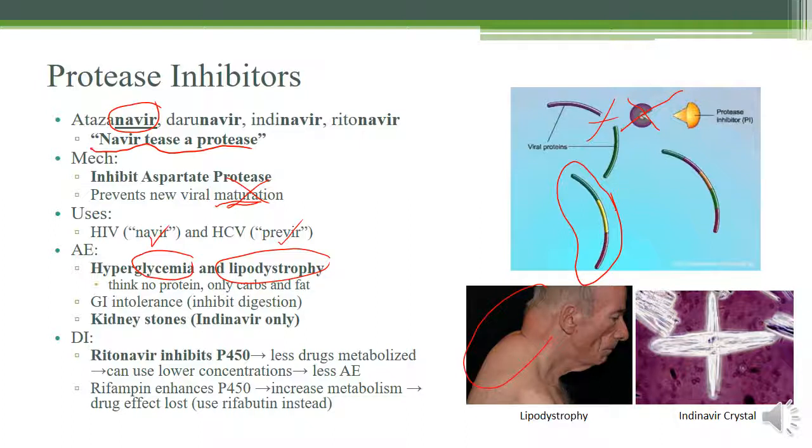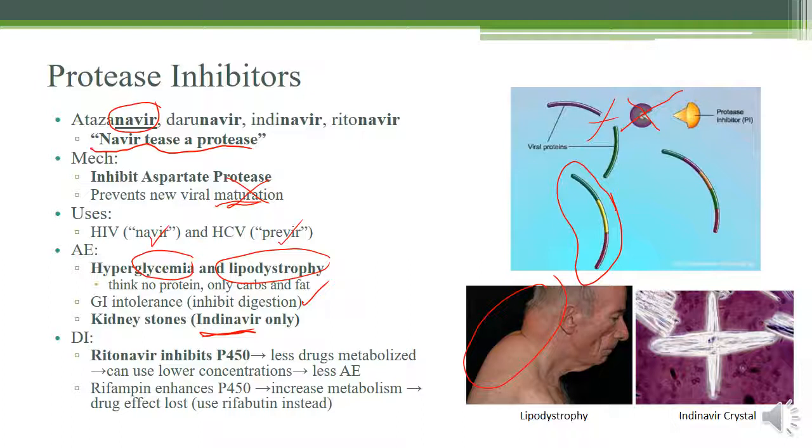Over here I'm showing you the lipodystrophy that is often seen with protease inhibitors. It can also cause skinny arms and just fat buildup around the back of the neck. Some other issues that you can get is going to be GI intolerance. You're going to have a protease inhibitor and there's a lot of proteases in your GI, so you're inhibiting digestion of the protein. So that can cause a lot of problems in your GI. It can also cause kidney stones in the case of indinavir. And indinavir is the only one that really crystallizes and causes a lot of kidney stones.